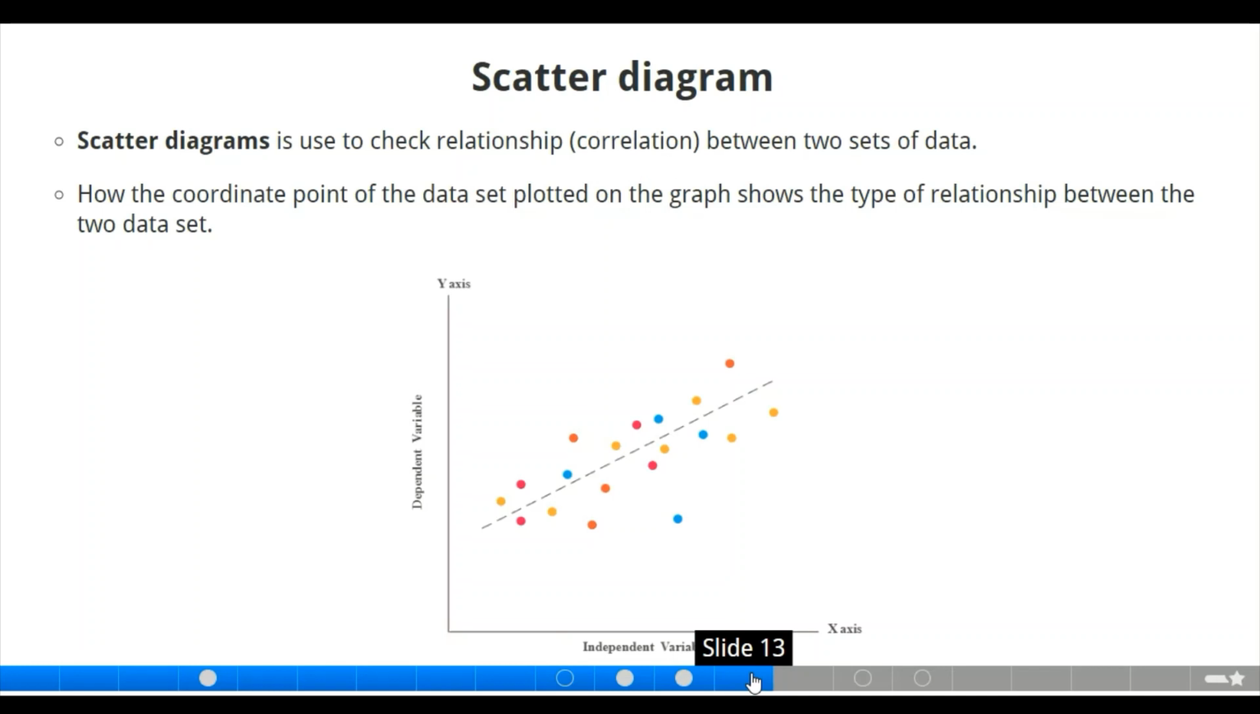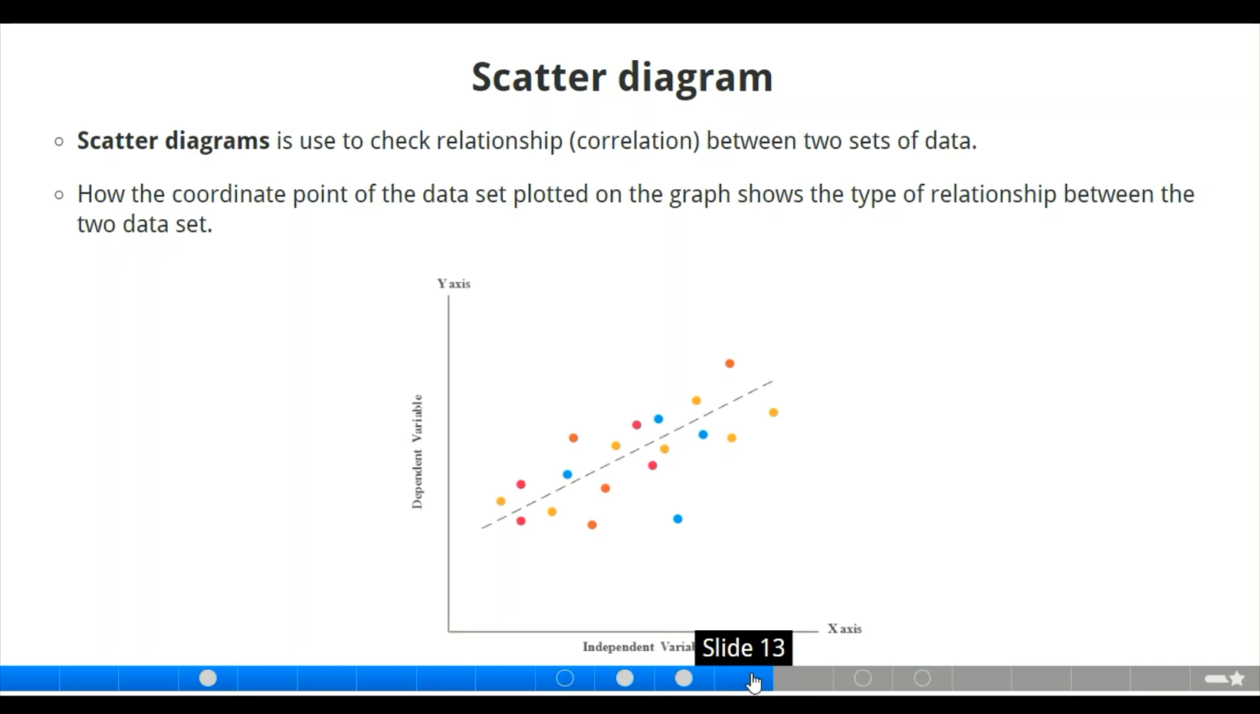Now let's look at the scatter diagram. A scatter diagram is used to check the relationship, that is the correlation, between two sets of data. How the coordinates of the data set plot on the graph shows the type of relationship between the two data sets.